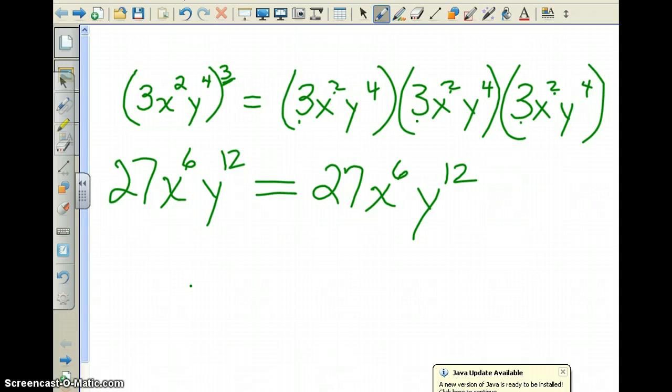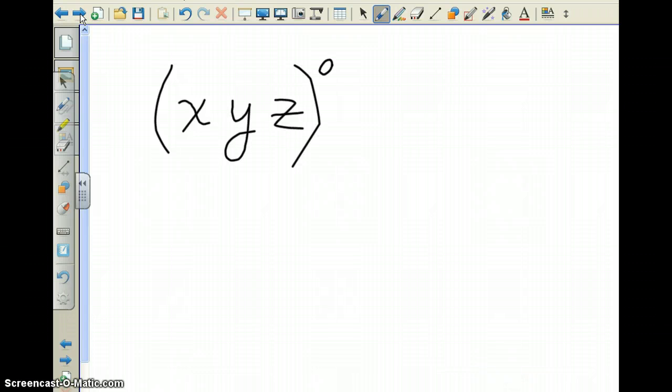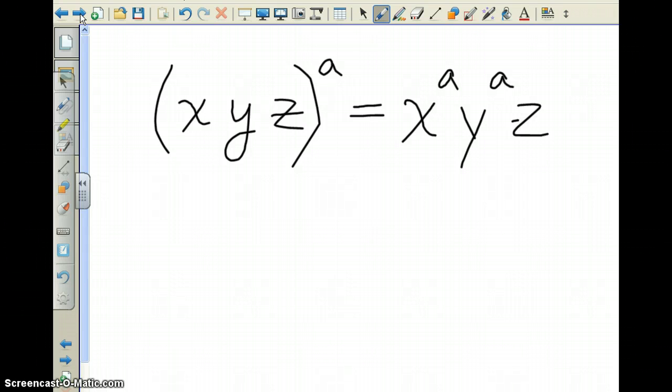answer. So this is the next law of exponents, that when you've got parentheses with multiplication or division inside of the parentheses, the exponent can be distributed to all the individual pieces. So on your index card, we're going to write x y z to the a is the same thing as x to the a, y to the a, z to the a. Every single piece in the parenthesis gets the exponent applied to it.